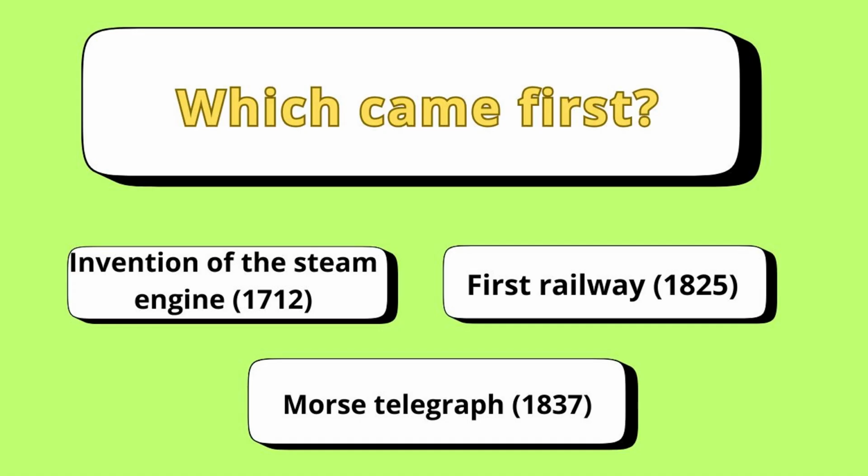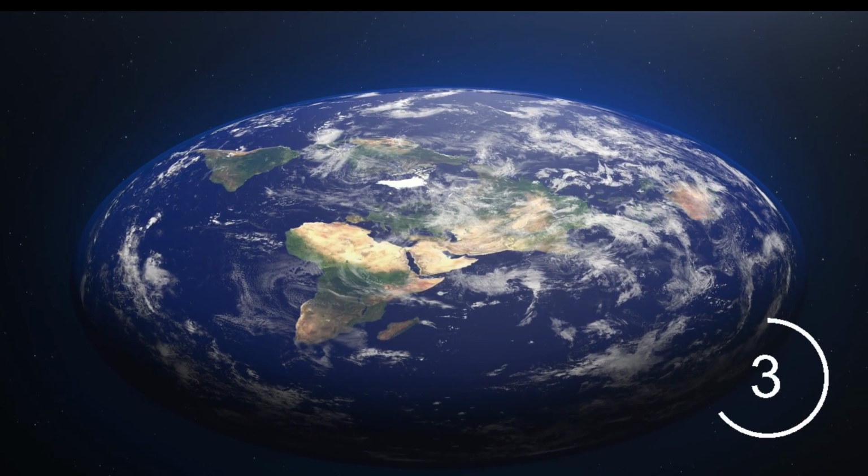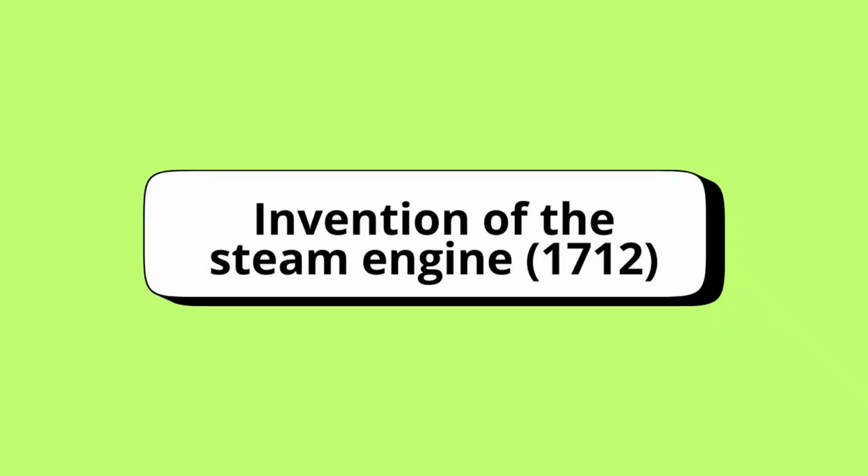Which came first? A. Invention of the steam engine 1712. B. First railway 1825. C. Morse telegraph 1837. Invention of the steam engine 1712.